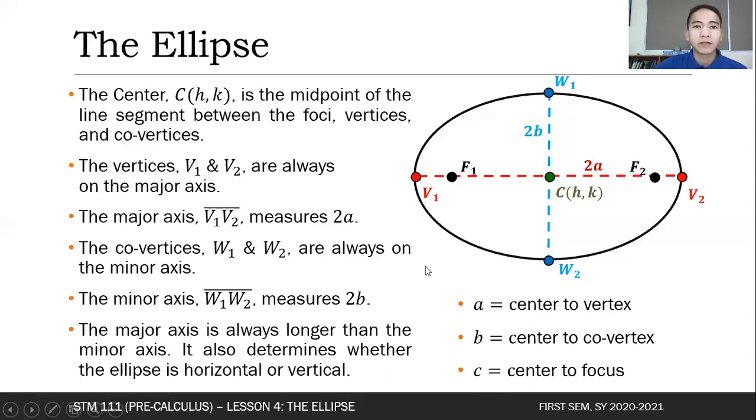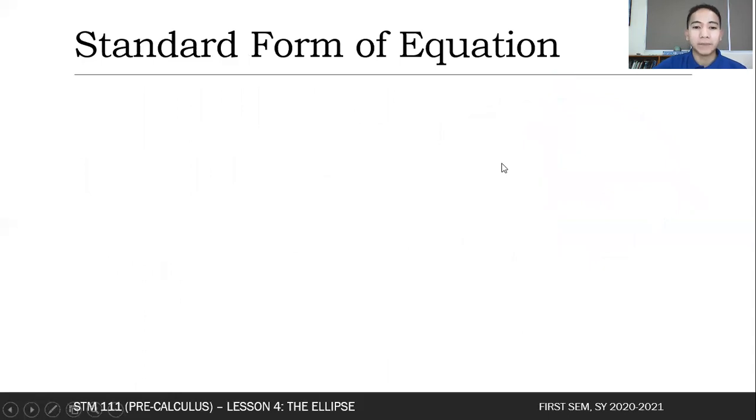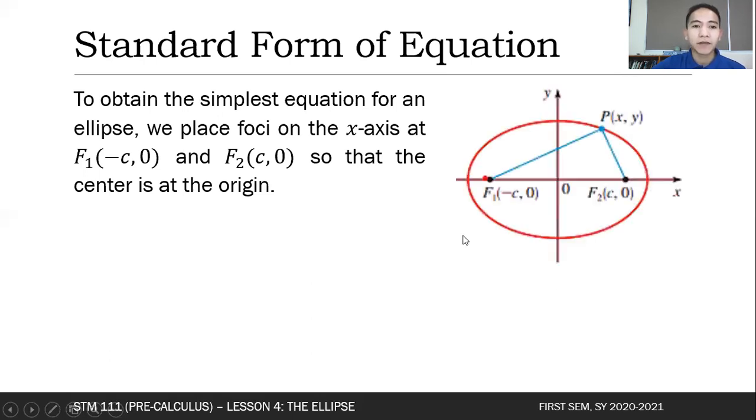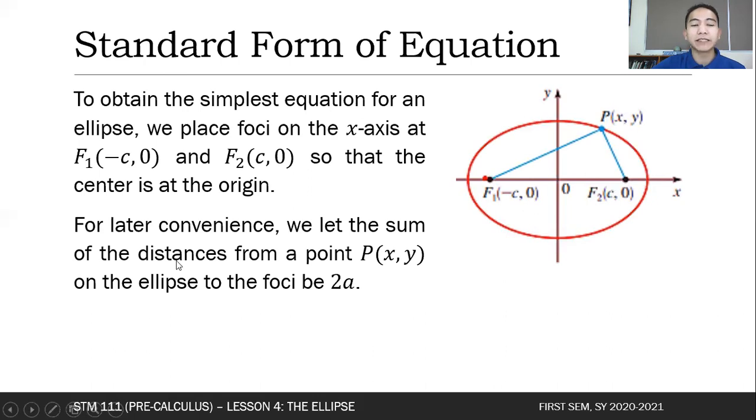Yeah. So let's talk about the standard form of equation of an ellipse. To obtain the simplest equation for an ellipse, we place the foci on the x-axis at f sub 1 negative c and 0 and f sub 2 c and 0 so that the center is at the origin. Yan. So ganito. Okay. So for later convenience, we let the sum of the distances from a point P, so pag i-measure natin P papuntang f sub 1 plus P papuntang f sub 2, pag i-add natin, let us represent that as 2a for convenience purposes. So here, then the distance, as what I have mentioned kanina, is 2a.